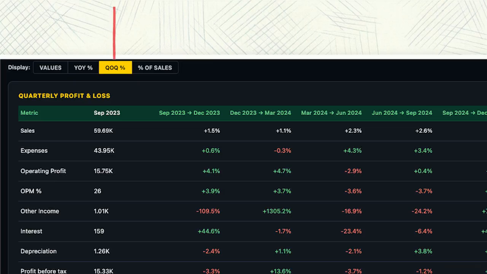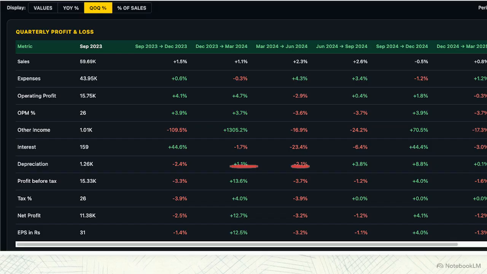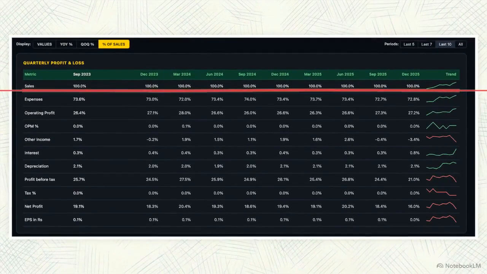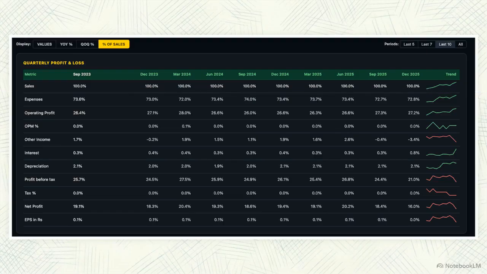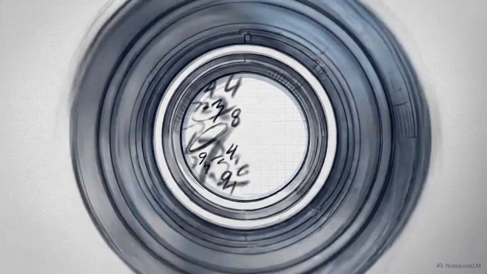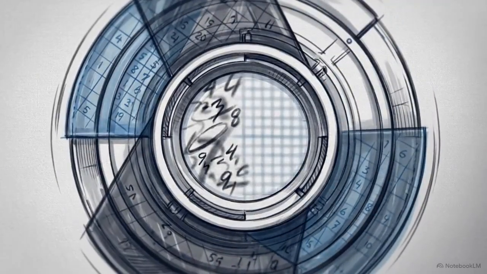Toggling to quarter-over-quarter percentages applies a different filter. This view highlights immediate sequential shifts, identifying exactly when a business begins to accelerate or decelerate. The final mode formats the entire statement as a percentage of top-line revenue. By pegging sales at 100%, every expense becomes a relative ratio, isolating precise margin leaks over time. Raw numbers only tell you what happened. Multidimensional percentage lenses tell you exactly how and why it happened.